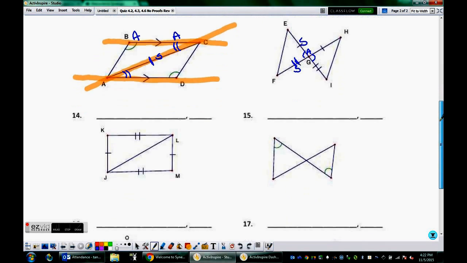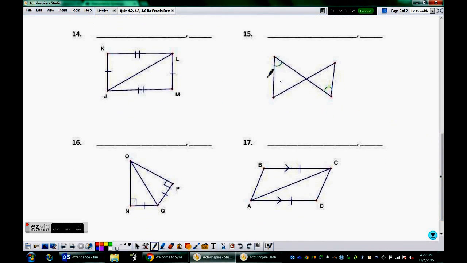The next one here for 14, they share a side. So now I've got 3 pairs of sides. So I have side, side, side. So I have triangle, I'm going to say JKL, is congruent to triangle LMJ.